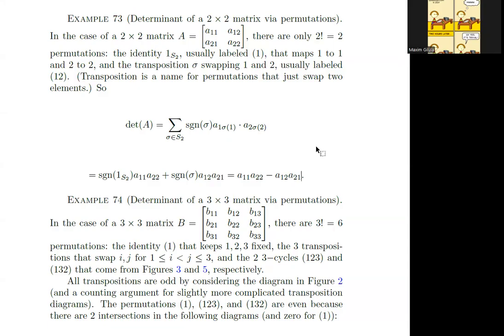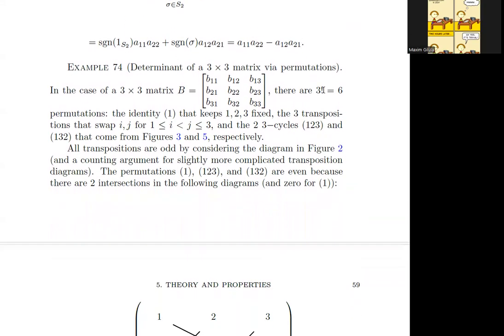What about a 3 by 3? So for a 3 by 3, there's 3 factorial, which is 6 permutations. There's the identity that keeps 1, 2, 3 fixed. That corresponds to the diagonal. There's 3 transpositions that swap i and j. So it swaps 1 and 2. It swaps 1 and 3 and leaves 2 fixed. And it swaps 2 and 3, leaving 1 fixed. Those are odd. All transpositions are odd. And then there's two 3-cycles, (1 2 3) and (1 3 2). And that's how we sum over all of these possible permutations.